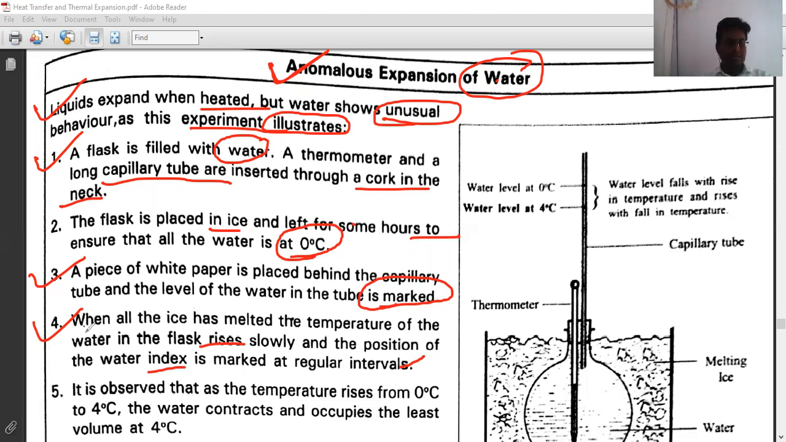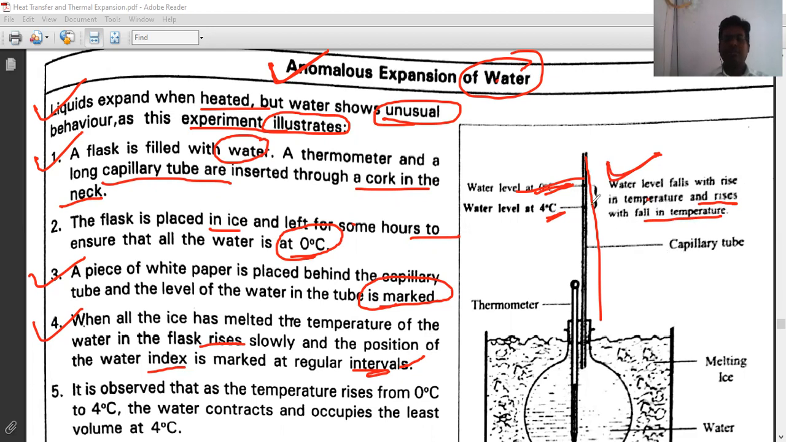So this is the point. When all the ice has melted, the temperature of the water in the flask rises slowly. The position of the water index is marked at regular intervals, right? So this is your capillary tube. This is your water level at temperature 0 degrees Celsius, water level at 4 degrees Celsius. So the water level falls with the rise in temperature and rises with the fall in temperature. So this is the behavior of water.